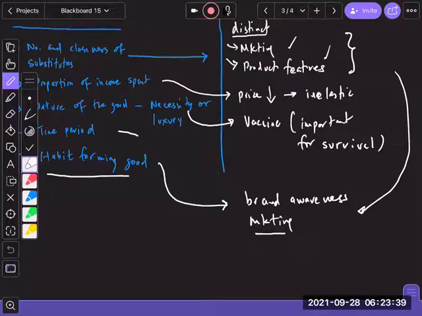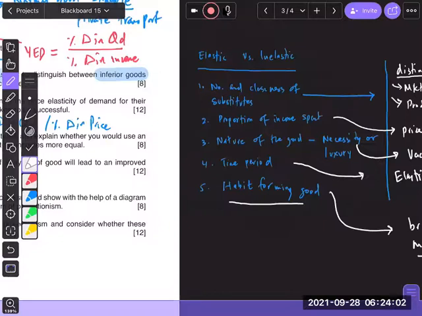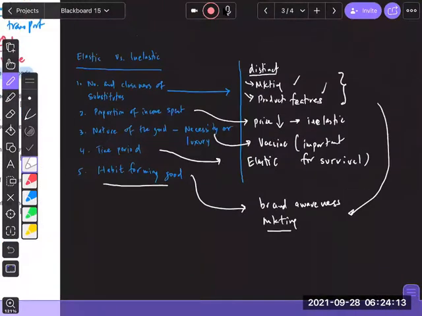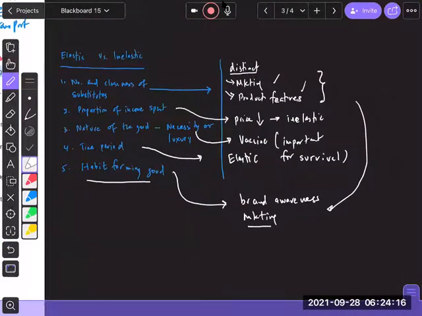Similarly, time period makes a good more elastic, with more substitutes coming into play. Now, guys, the next part is how businesses might attempt to make the demand more elastic or inelastic. We can talk about that. Once we've talked about that, we need to talk about the evaluation, because they're saying discuss how businesses might attempt to change the price elasticity of demand for their product, and consider which approach is most likely to be successful. And I think the most likely successful one would be what? Looking at this discussion, guys, which is the most successful thing that you could do?